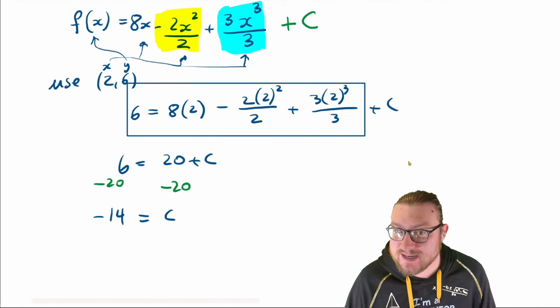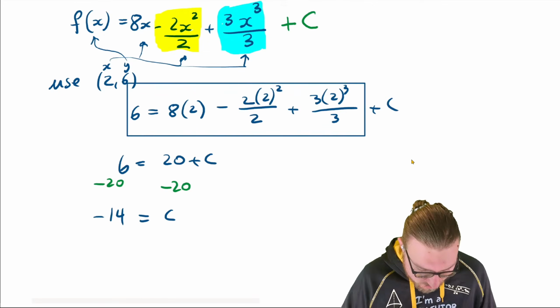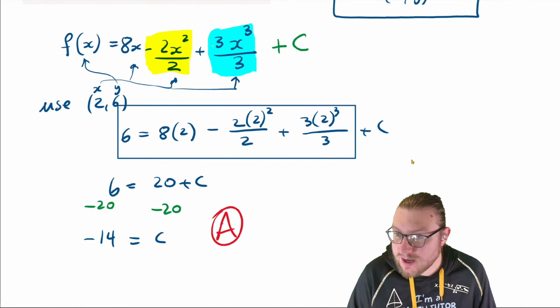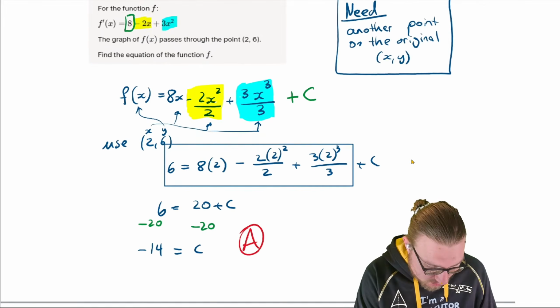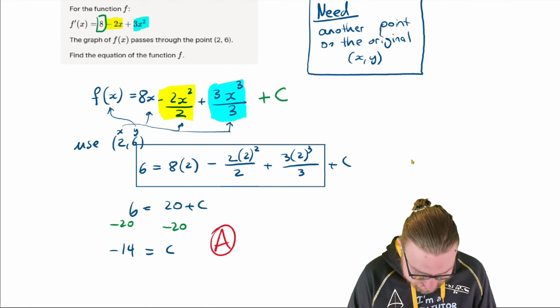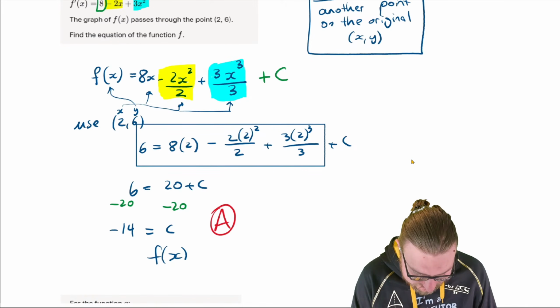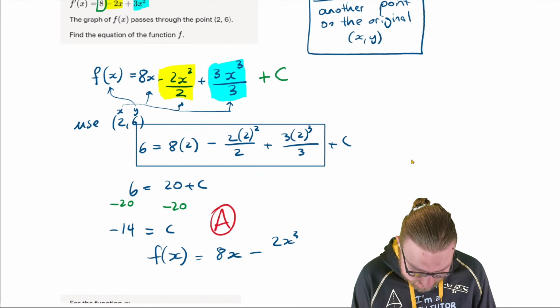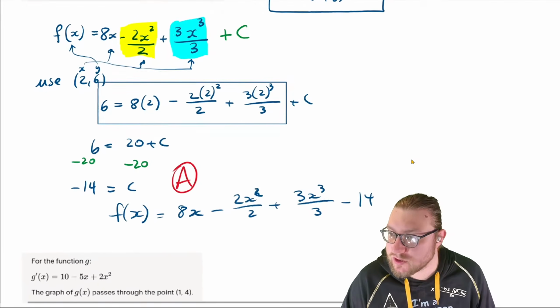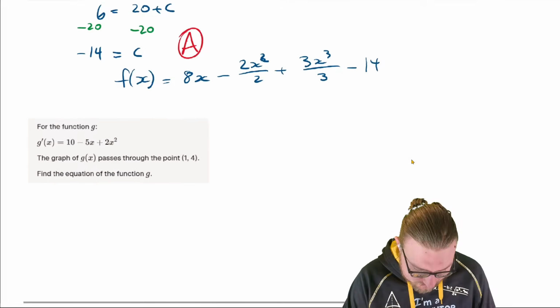Perfect. So c is negative 14. Now, basically, this is all you need to get your achieved mark. But I always tell all my students to make sure that you write down your final answer at the end. So our final answer here would be f of x is our equation, which is 8x minus 2x squared over 2 plus 3x cubed over 3 minus 14. Just so everyone knows what your final answer is.